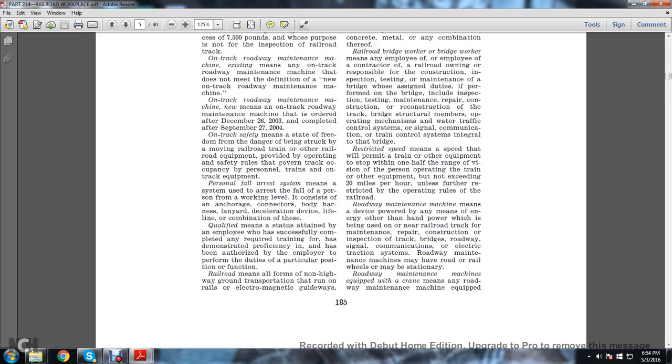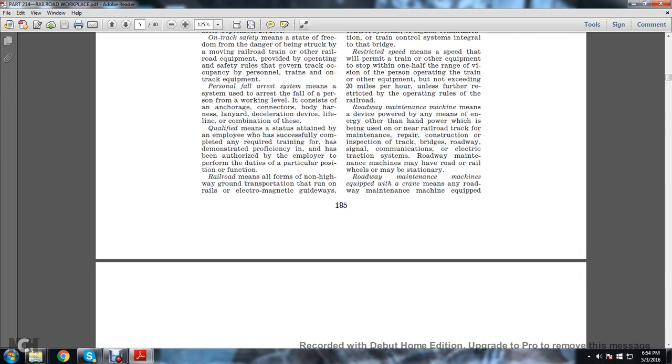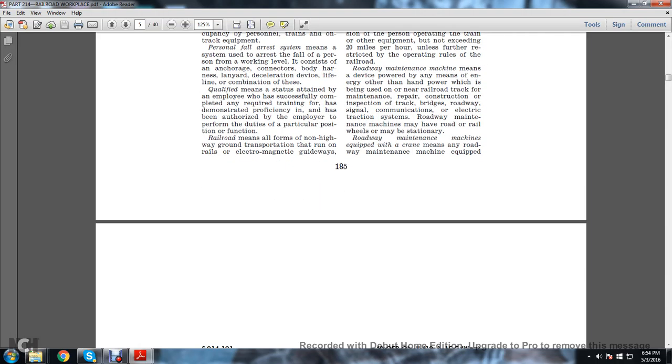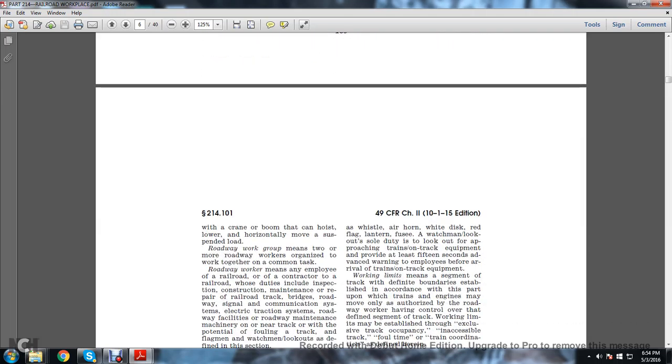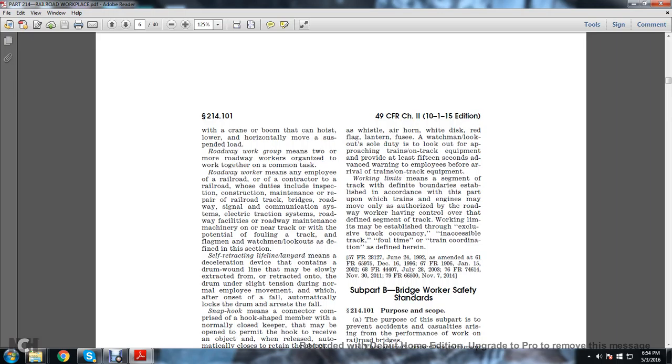A roadway maintenance machine means a device powered by any means of energy other than hand power, which is being used on or near railroad track for the maintenance, repair, construction, or inspection of track, bridges, roadway, signal, communications, or electrical traction systems. Roadway maintenance machines may be on-road or rail, with stationary roadway maintenance machines equipped with a crane. A crane means any railroad or maintenance machine equipped with a crane or boom that can hoist, lower, and horizontally move a suspended load.